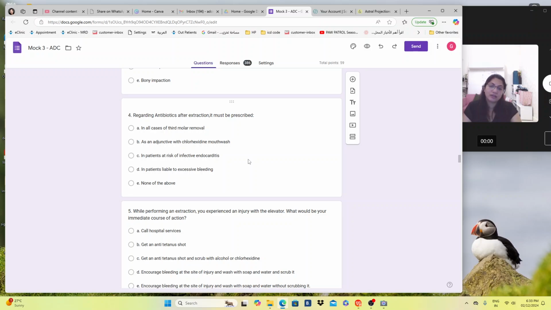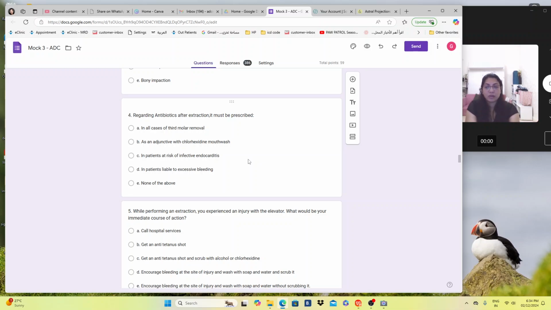Regarding antibiotics after extractions, it must be prescribed. Okay, now this question has been confusing to a lot of people because in therapeutic guidelines, it's clearly mentioned that postoperatively, that's after the procedure, antibiotics after extraction should not be given, okay? And yet in this question, I have chosen the answer as in patients at risk of infective endocarditis. See, it's not wrong to choose option E, which is none of the above, if you are hardcore following therapeutic guidelines. But in this question, it's not mentioned that in patients of infective endocarditis, antibiotics was prescribed preoperatively. So assuming there is no antibiotics prescribed preoperatively and you're doing an extraction, then you have to prescribe antibiotics postoperatively in patients at risk of infective endocarditis.